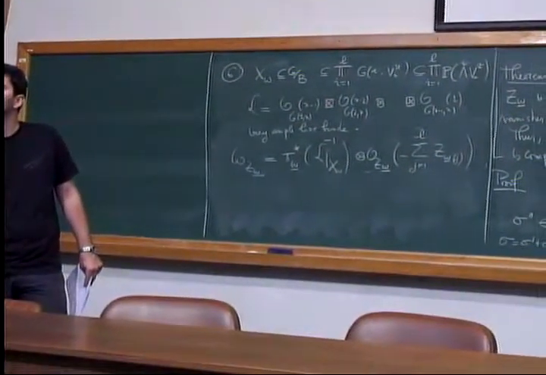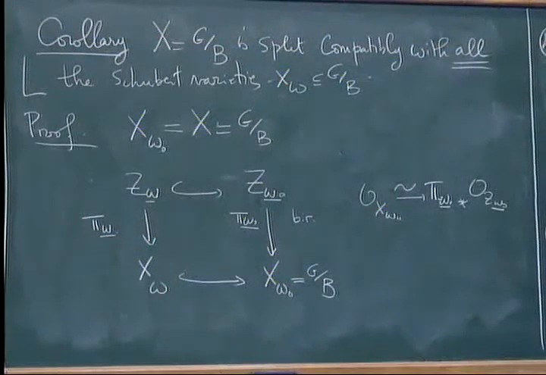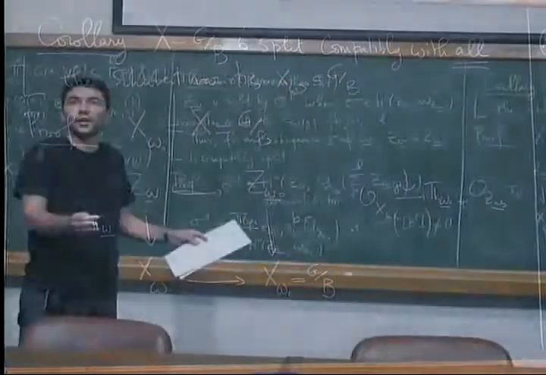Yes, and? You said that the map from Z omega to X omega is an isomorphism outside the... No, over the cell. So you have an open subset, this is the cell, and the complementary is exactly the union of all the smaller Schubert varieties.